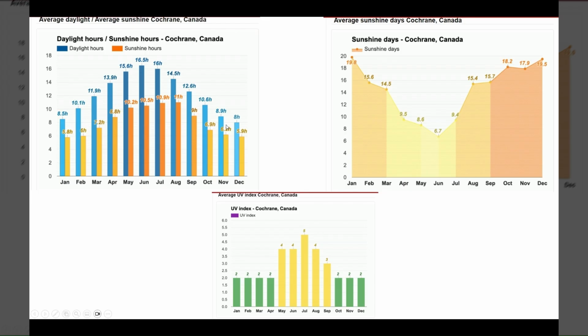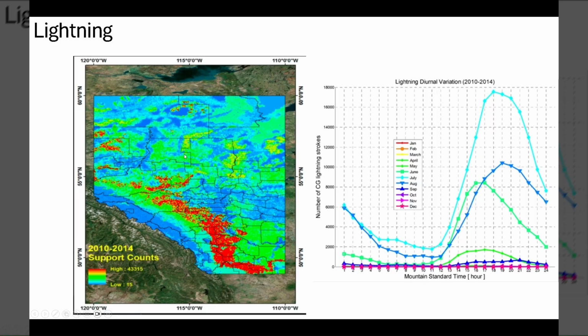Sunshine hours, sunshine days, UV index. This might help me plan, is it beneficial to put in solar, or when will I generate the most electricity? If you're a ginger like myself, when do I have to be more aware? When is my risk higher of getting a sunburn? And what controls can I put in place for that? Sunscreen, long sleeve shirts, wide brim hat, don't spend as much time outside, things like that. So there's good and bad things we can use this for.